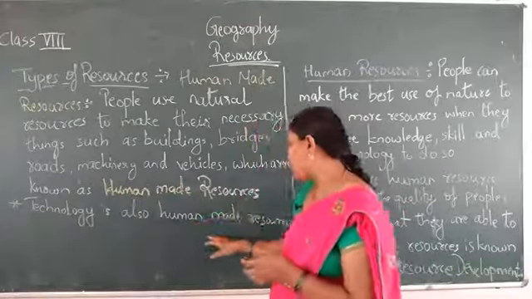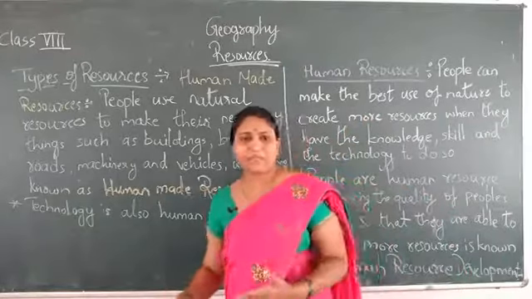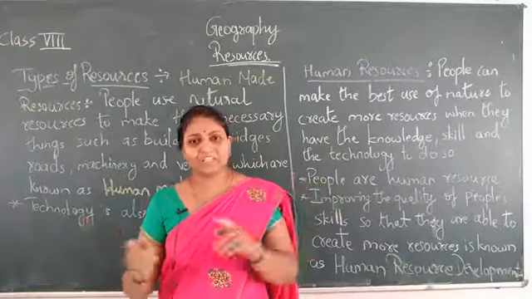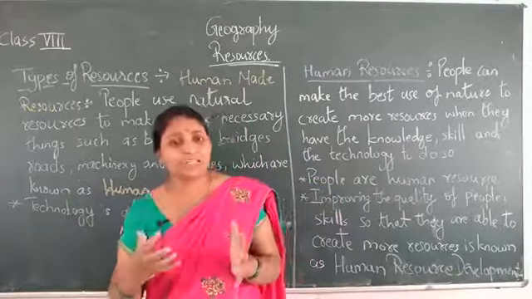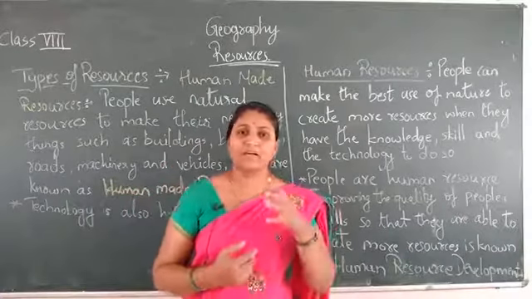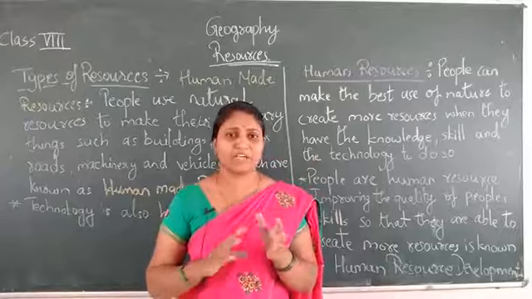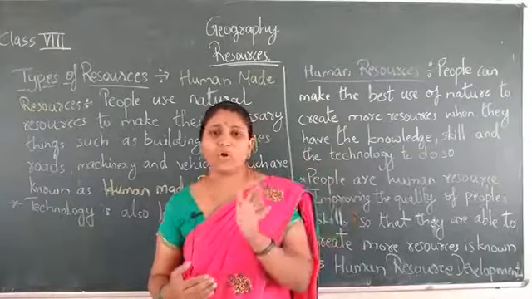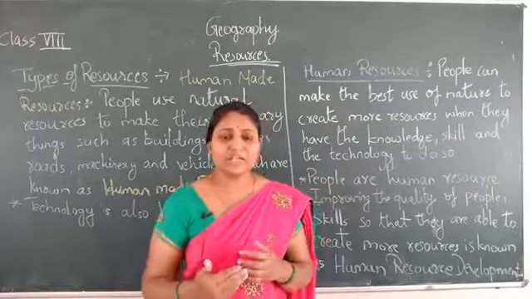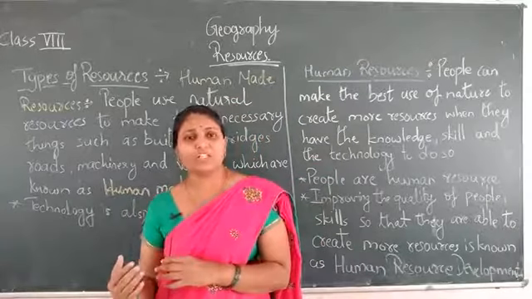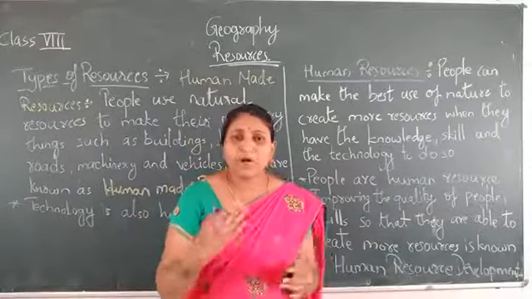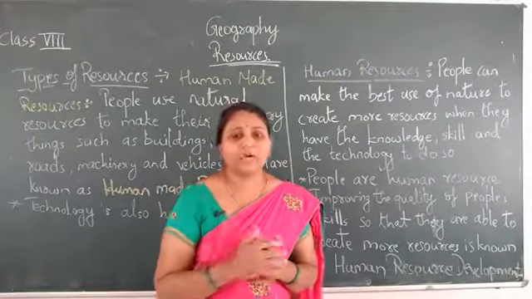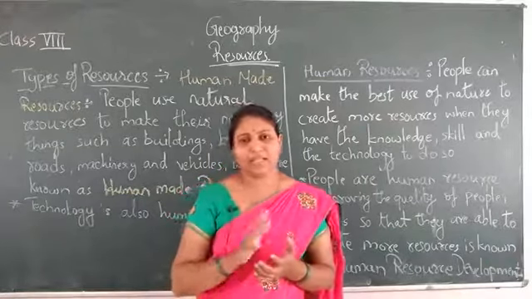Technology is also a human made resource. For example, your smartphones. First there was a landline phone and now it is a smartphone. Then the trains, the fastest trains which are running now, the bullet trains. First the train used to run on coal, now it is running on electricity. This development, the use of technology to improve machineries and our things, is called human made resources.